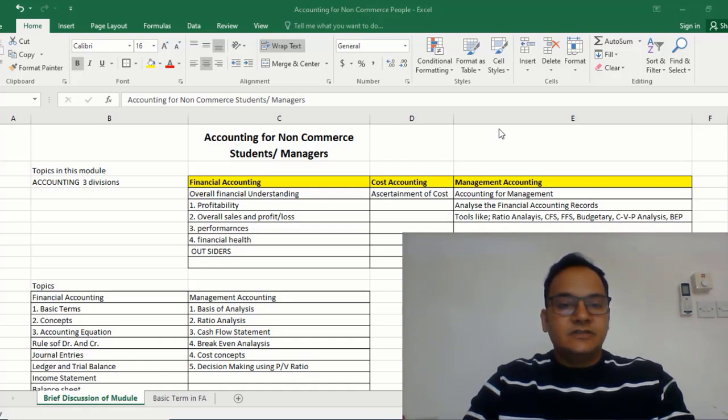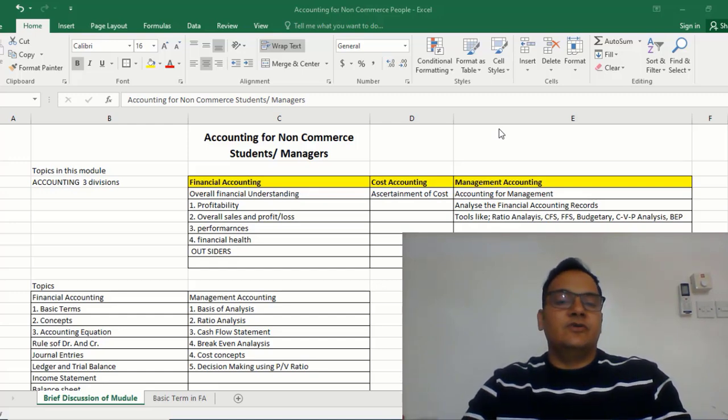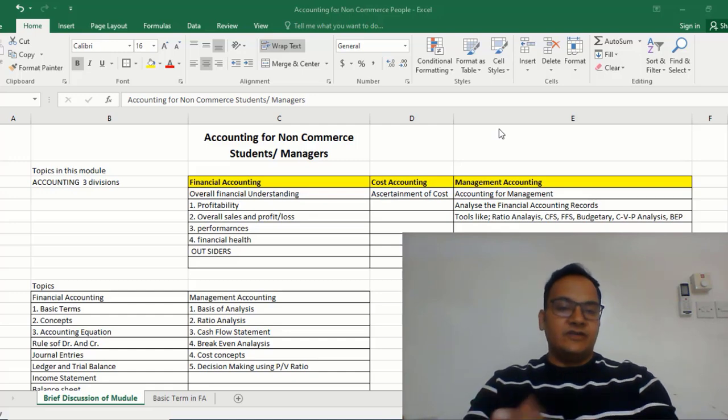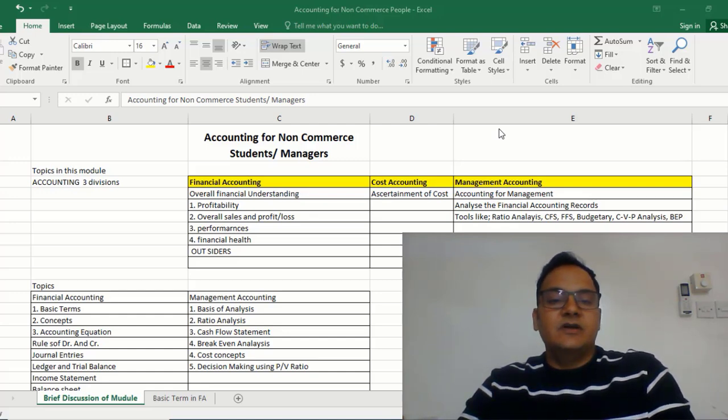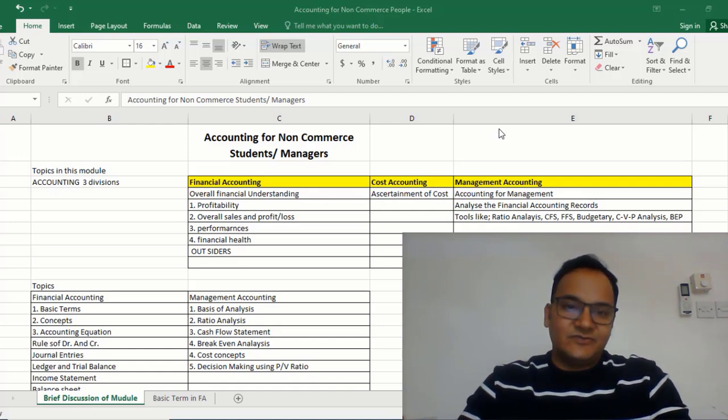I hope the learning journey is starting in a very good mood, and we are going to start our discussion on the topic accounting for non-commerce students and managers. As we discussed in our previous lecture, I'm going to give you the framework of what we discussed in brief. We discussed the three types of accounting, that is, the divisions of accounting. We discussed some topics which we are going to cover in financial accounting and management accounting, and why we have to cover financial and management accounting mainly. So you have to go and watch the previous lecture for that purpose.